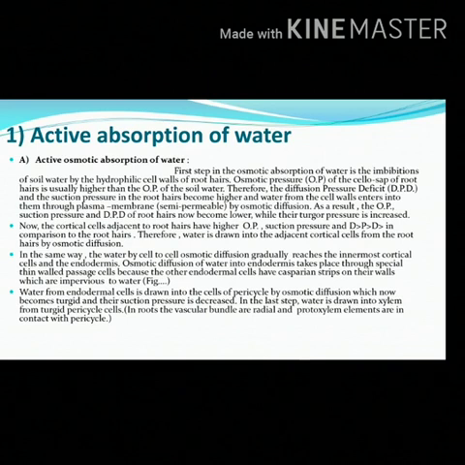The osmotic pressure of the cell sap of root hairs is usually higher than the osmotic pressure of soil water, and therefore the diffusion pressure deficit, that is DPD, and the suction pressure in root hairs become higher, and water from the cell walls enters into them through the plasma membrane by osmotic diffusion. As a result, the OP, suction pressure and DPD of root hairs now become lower while their turgor pressure is increased.